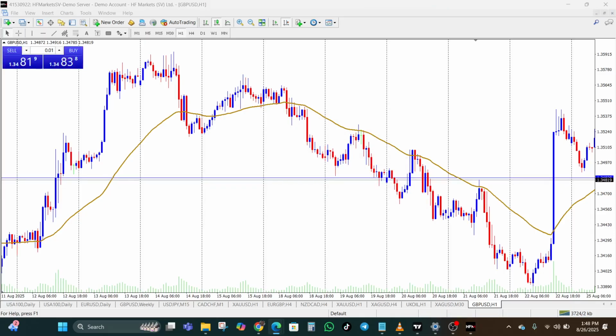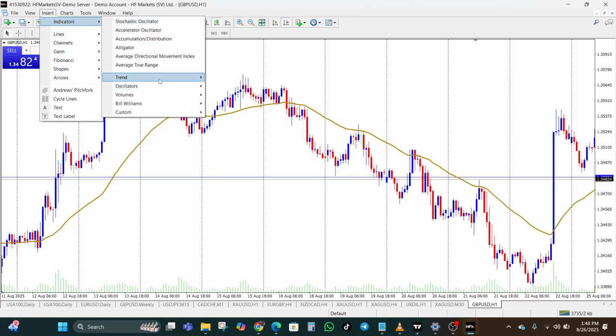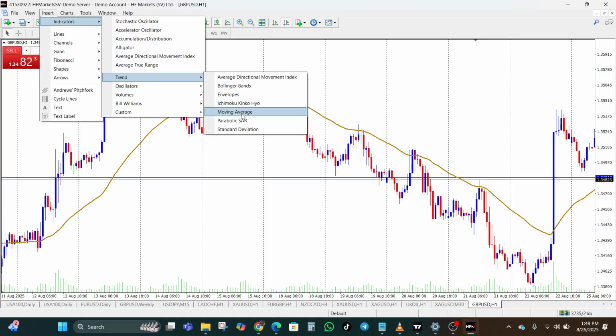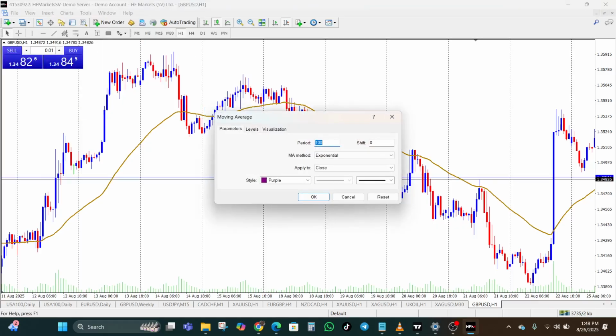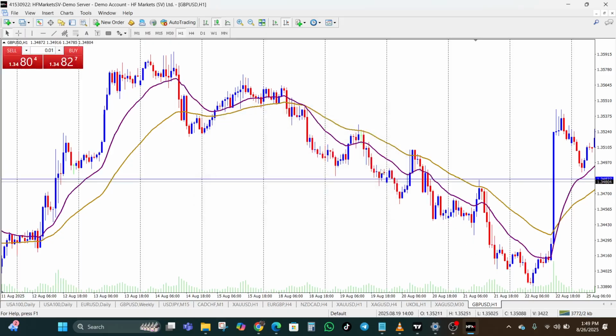Now, if you want to use multiple moving averages together, you can also do that. The strategy becomes more powerful when you combine two or more moving averages. A popular example is using a short-term EMA, like the 20, alongside a longer-term EMA like the 50. We already added the 50. Now I'm going to be adding the 20. So this is the 20 EMA. This is the 50 EMA.